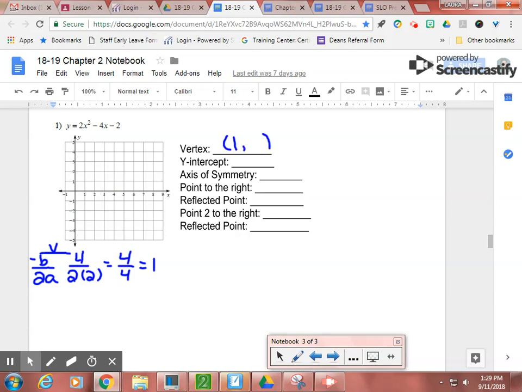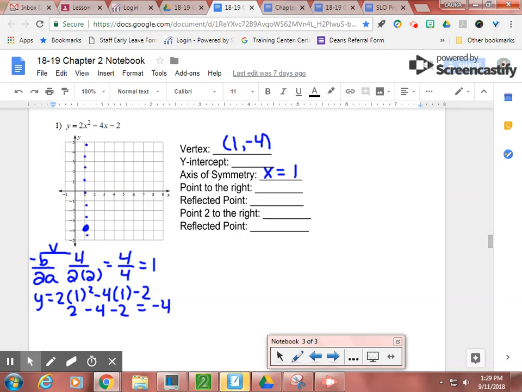So then I need to plug that back in. I have y equals 2 times 1 squared, minus 4 times 1, minus 2. So I have 2 minus 4 minus 2, which is going to give me negative 4. So that's the other part of my vertex. I can go ahead and graph that over 1 and down 4. Remember that your axis of symmetry is at x equals 1 because that's the negative b over 2a. Okay, so there's your dotted line.